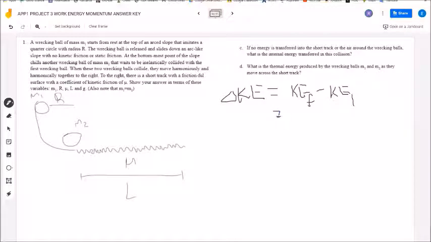For final, after they collided and combined, that's going to be 1/2 M1 plus M2, but since they're both equal, it's just 2 M1.